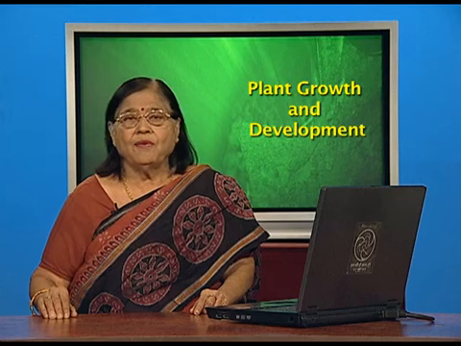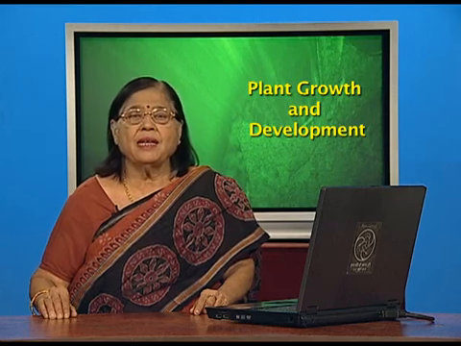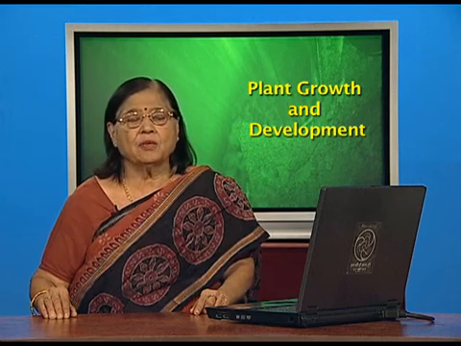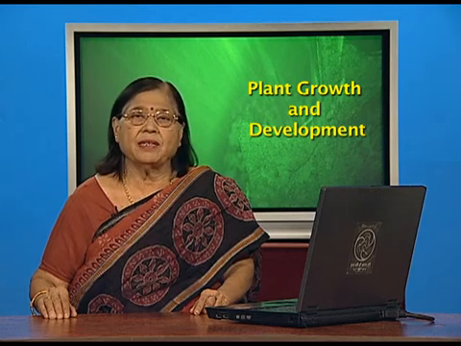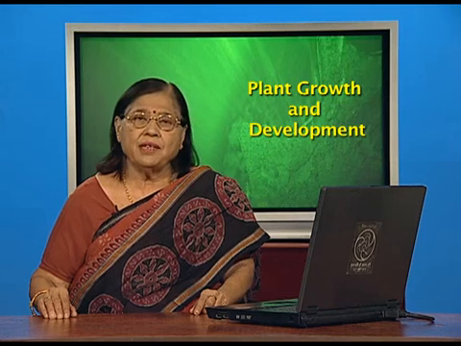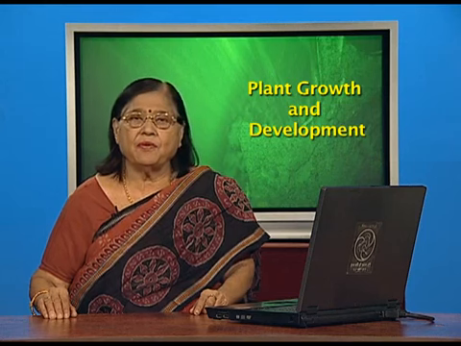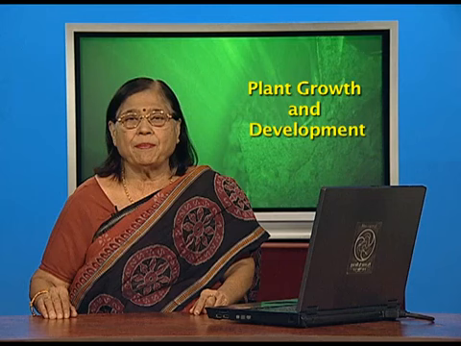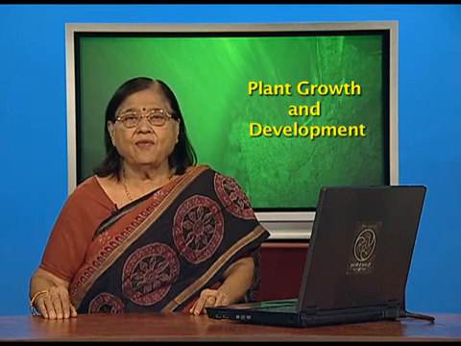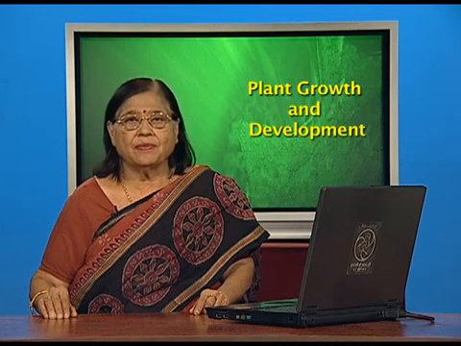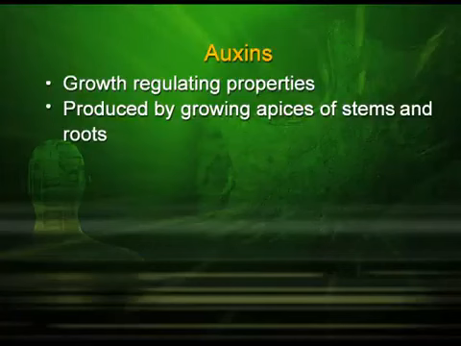Children, you know, when you put a seed in the soil, a small shoot comes out and a small root goes down, and both are growing further and further. That means at the tip of the shoot and at the tip of the root, which we call shoot apices and root apices, these auxins are there, helping them to grow, especially the elongation.